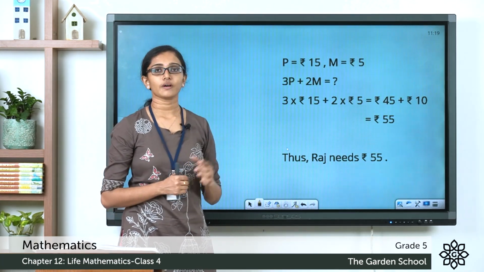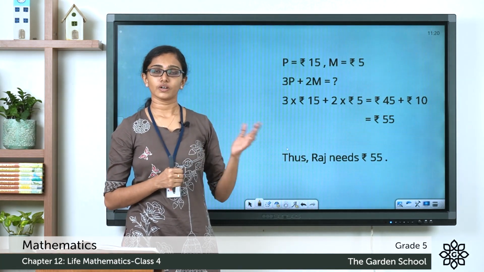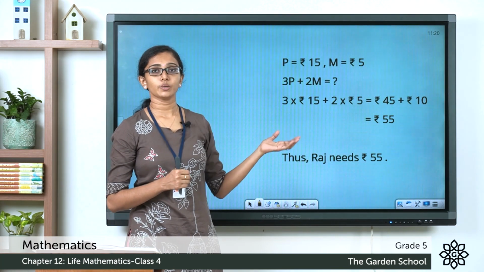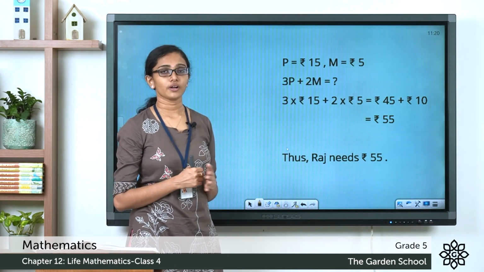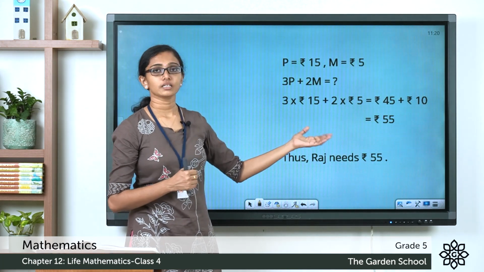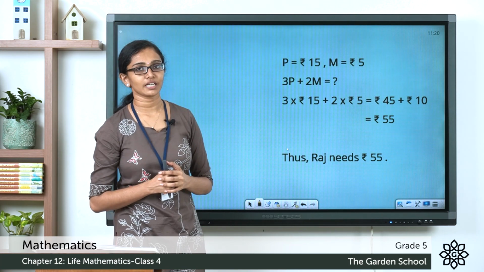So right now you have solved this question using the unitary method. First we found out the value of 1 unit of pineapple and 1 unit of mango, and then we found out the value for the required number of units. So I hope this question is clear to you.